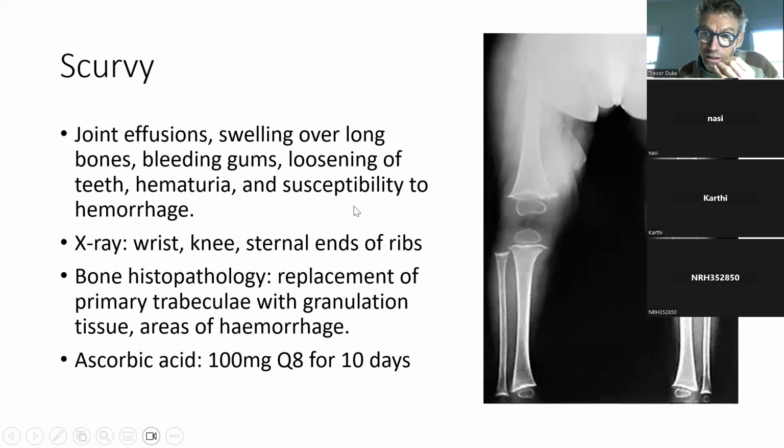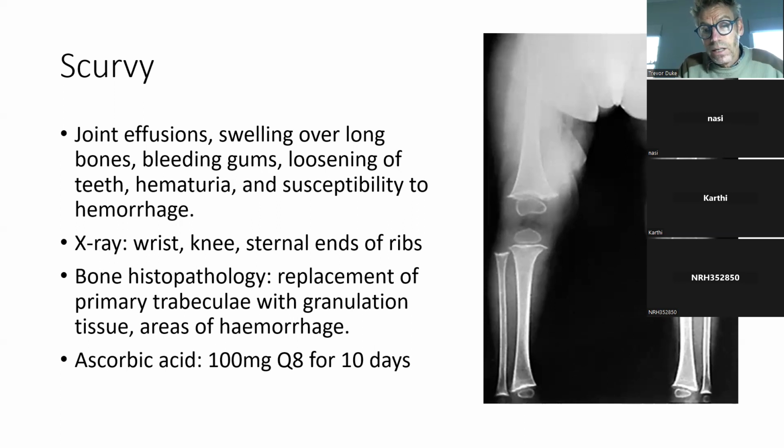They often have gum bleeding, they may lose their teeth, and they're susceptible to hemorrhage. They may have petechial hemorrhages as well, as this boy did. So if you see that constellation of clinical features, then think of scurvy. You should do x-rays of their wrists and their knees, and the sternal ends of their ribs as well, looking for rickets-like abnormalities. But children with scurvy can also have a rickety rosary abnormality of the sternal ends of their ribs.